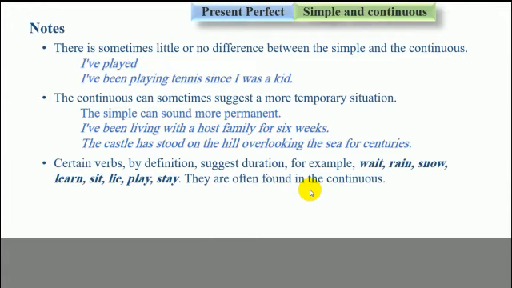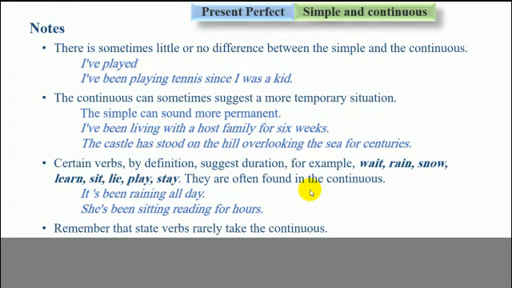Another note is that certain verbs, by definition, suggest duration. So here we have to focus on the type of verb. For example: wait, rain, snow, land, sit, lie, play, and stay. They are often found in the continuous form. For example, it has been raining all day. She has been sitting reading for hours.